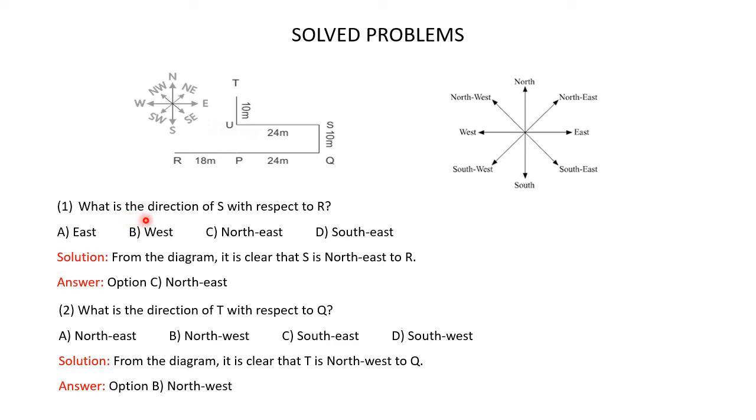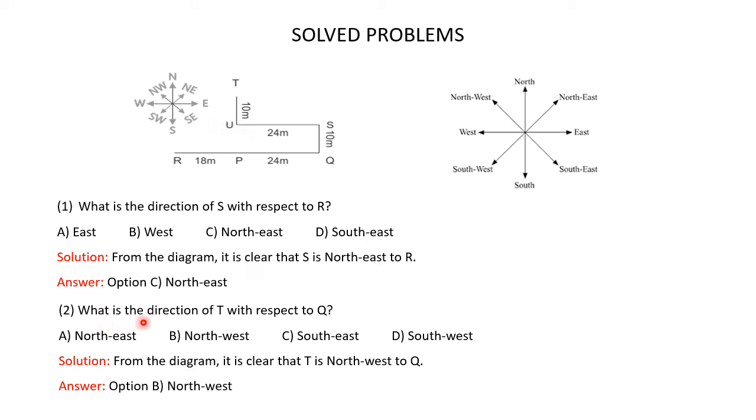What is the direction of S with respect to R? You are given four options here and you have to find out which of these options is the correct one. So here you are asked to find the direction of S with respect to R. So you have S here and R here. So clearly from this diagram you can see that S is in the northeast direction with respect to R. So the correct answer is option C, northeast.